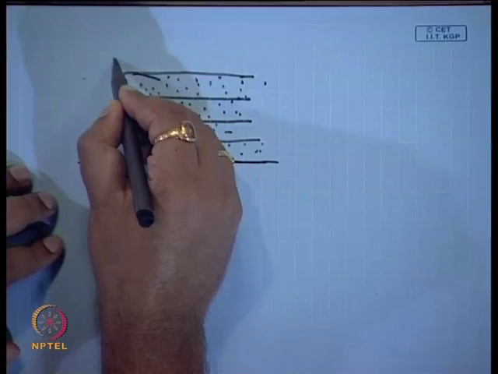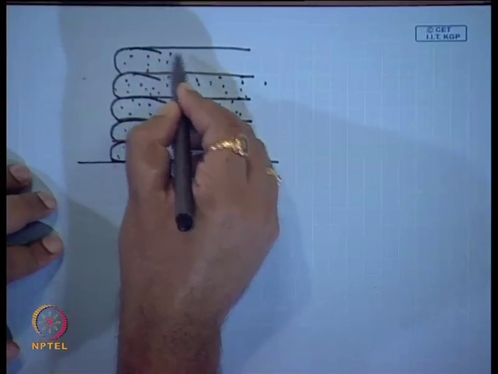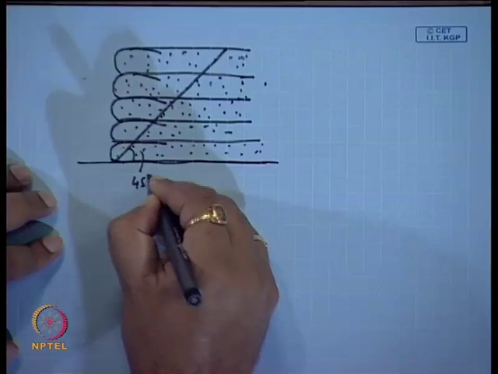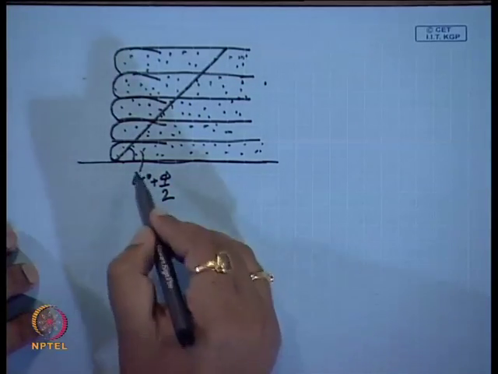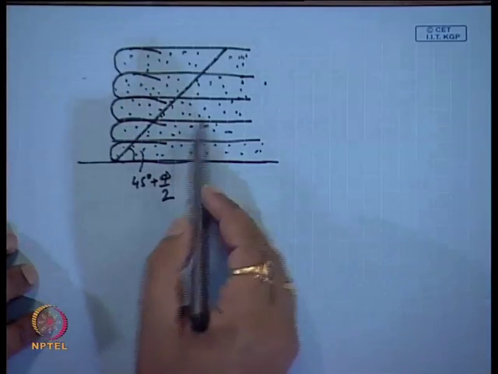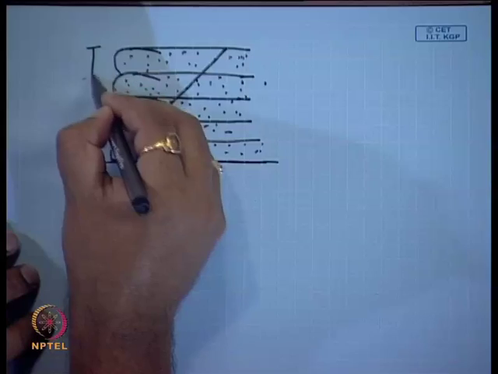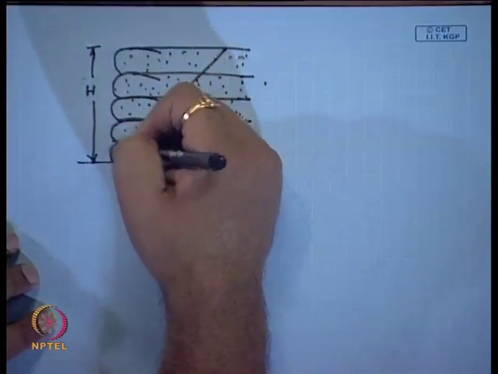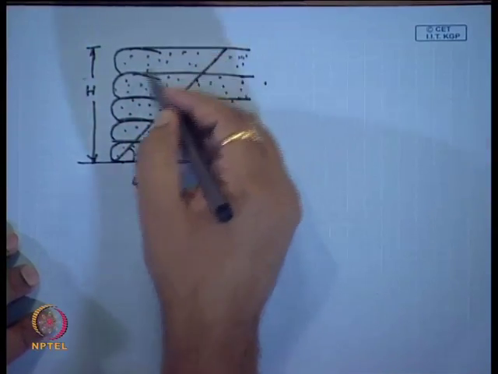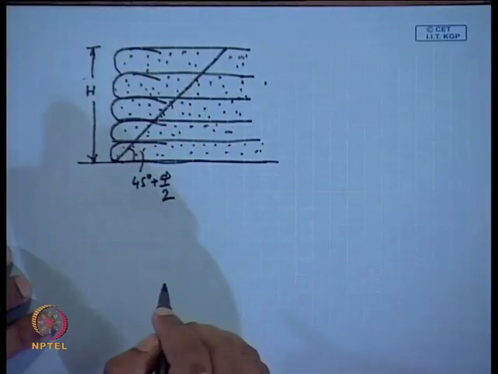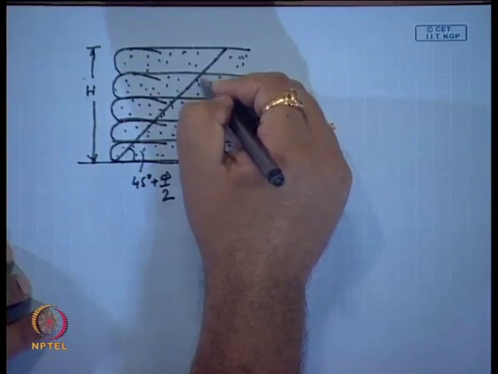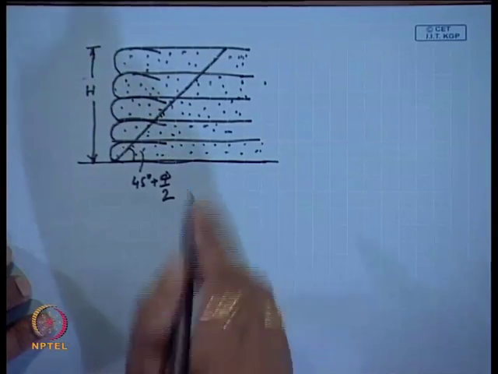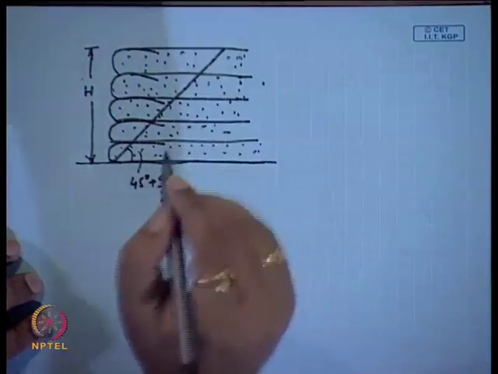Now if I consider a failure pattern like this, this angle is 45 degrees plus phi by 2, as we know. If I consider the failure pattern, what is actually happening here? This total soil mass along with this reinforcement is trying to slide along this failure surface. But this reinforcement is actually holding this soil mass, so it will try to prevent this slide. Now how can that be possible?